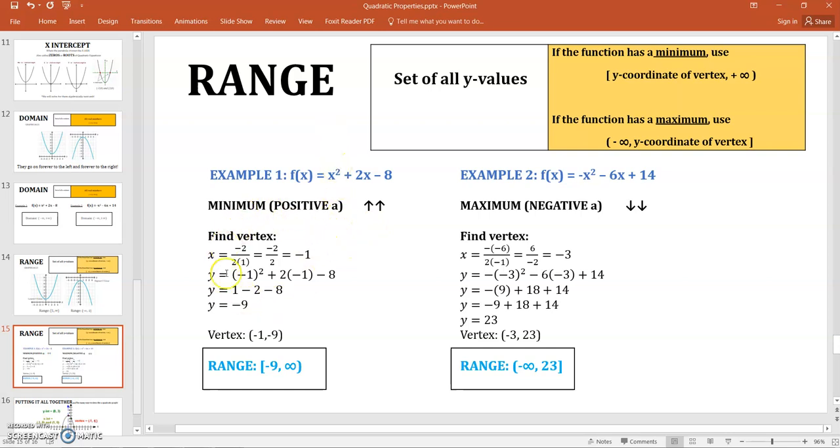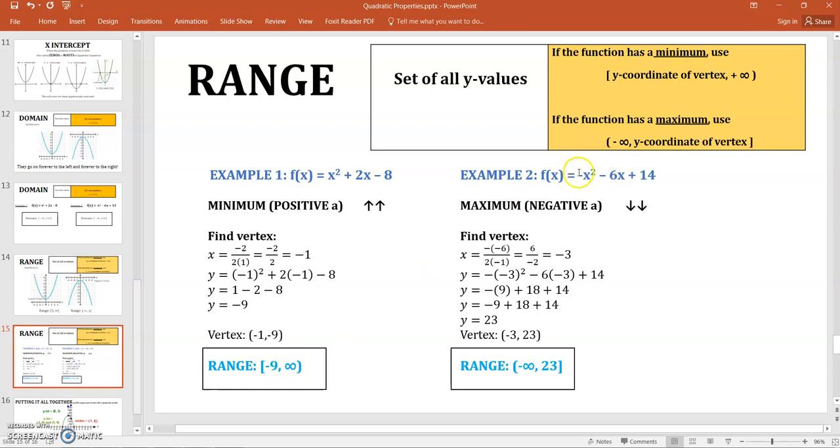So this is the same example from earlier when we had to find the vertex. So I plug in the negative b over 2a equation. I know that my x value is negative 1, and then I go ahead and plug in negative 1 to solve for y. So my y value is negative 9. So that is my lowest point here. So it's included at negative 9, and then it goes all the way up to positive infinity.